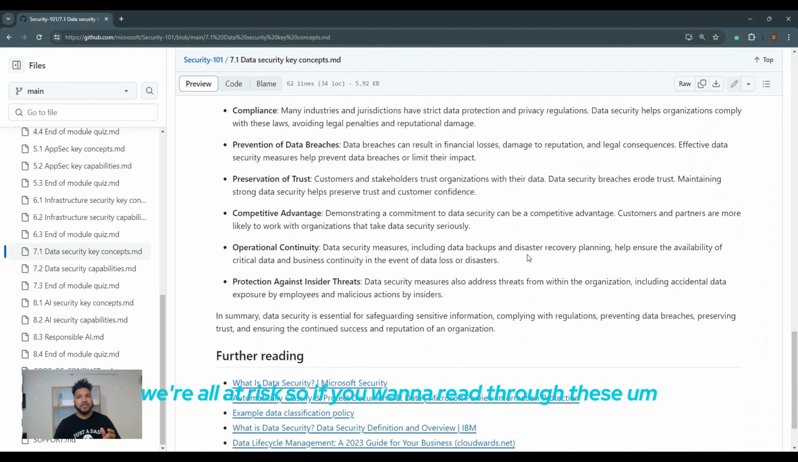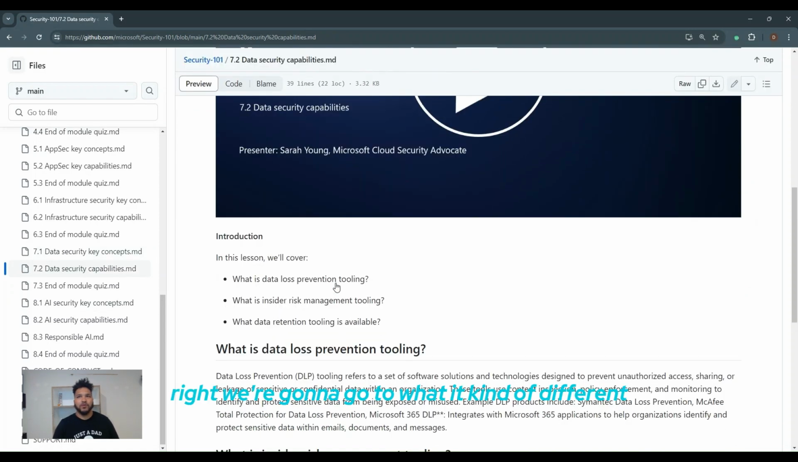So if you want to read through these, the Microsoft Premium information is great, but also the data lifecycle management for your business is a great read. All right, so let's get into the capabilities. We're going to go over the different data loss prevention tooling, risk management tooling for insider risk, and data retention tooling.